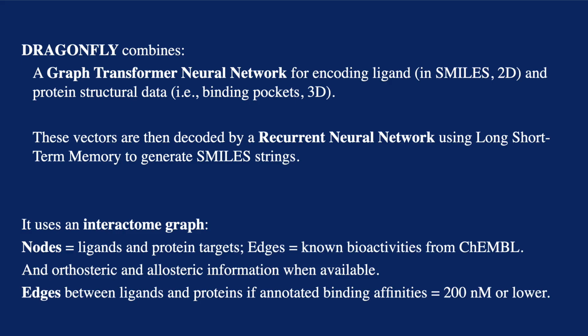Think of the interactome as a giant network, a graph, that maps all known relationships between small molecules and the proteins they bind. Each node is either a small molecule or a protein, and edges represent bioactivity, for example, if a molecule inhibits a protein with high affinity. This graph is built from bioactivity data sets like ChEMBL, and here's the key insight. Instead of viewing molecules in isolation, Dragonfly learns from how compounds behave across this entire network.